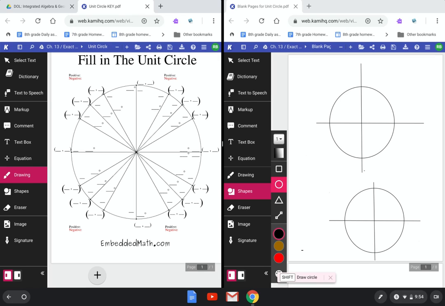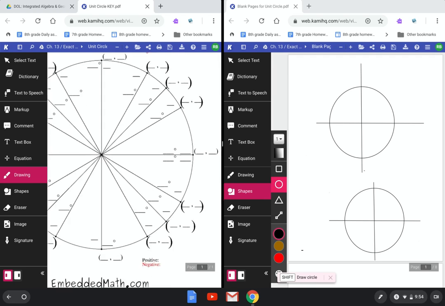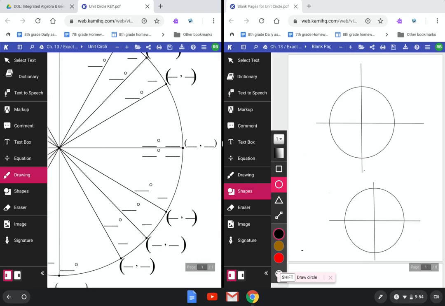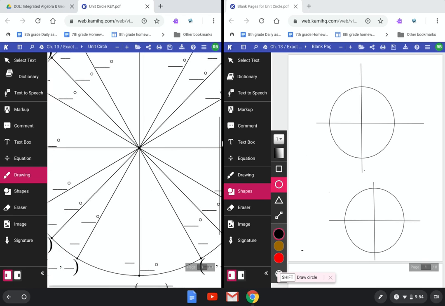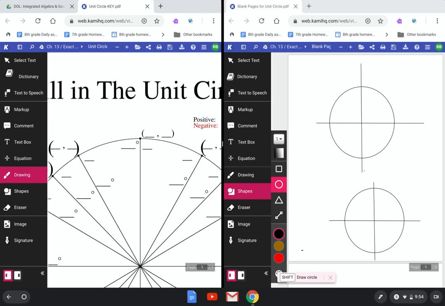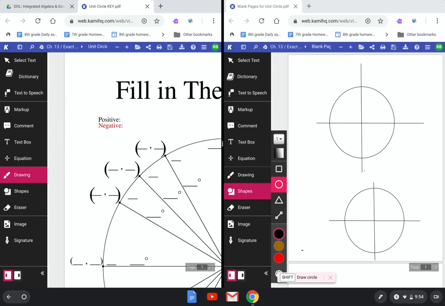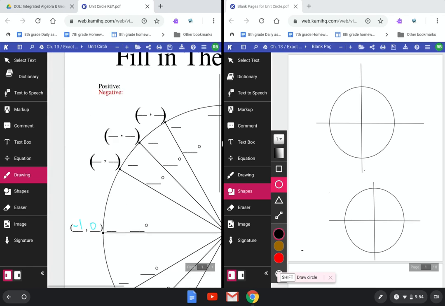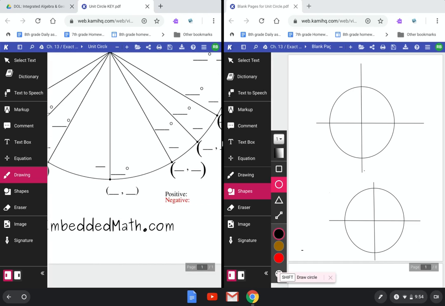Let's fill in the obvious ones. It's where the unit circle crosses the x-axis and the y-axis. So this point right here, because the unit circle has a radius of 1, this point would be at 1, 0. This point would be at 0, 1. This is -1, 0. And down here is 0, -1.